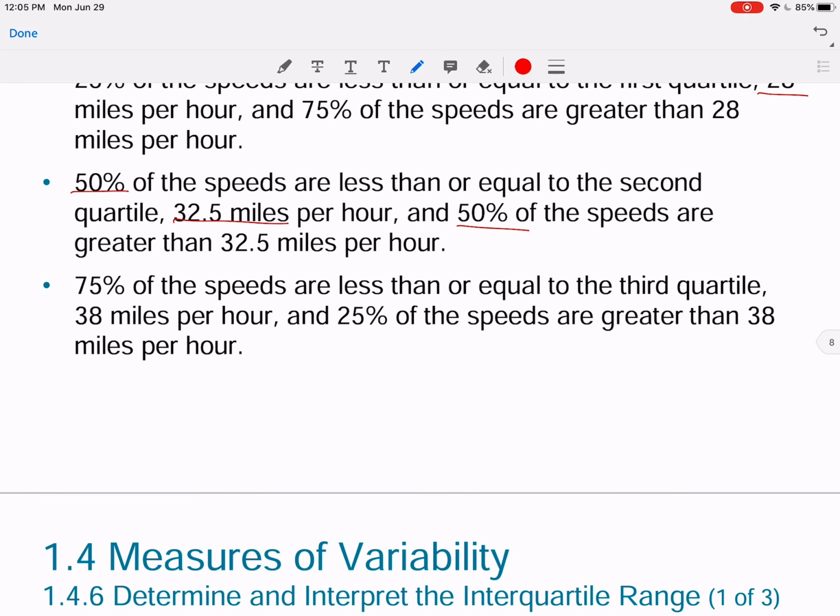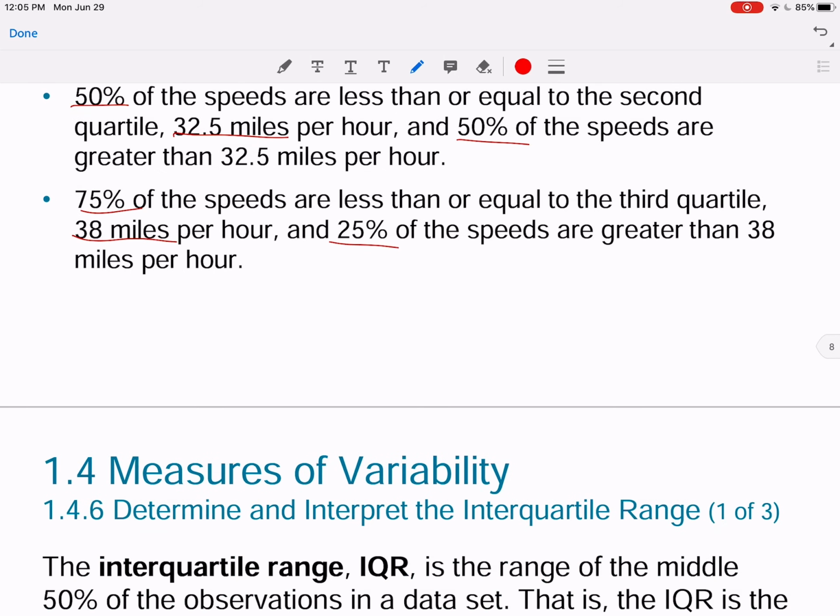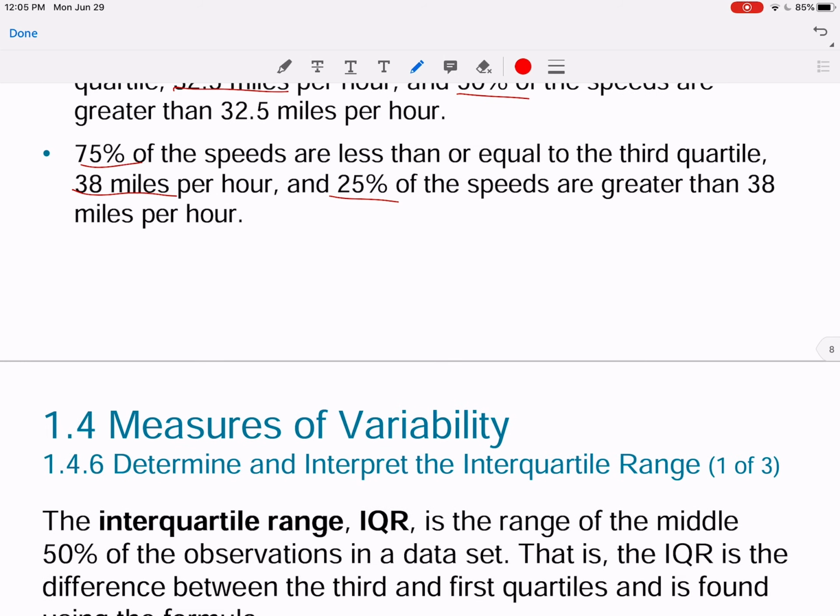Number 3, 75% of speeds are less than or equal to the third quartile, 38 miles per hour, and 25% of the speeds are greater than 38 miles per hour, because based on the definition, the third quartile divides the whole data set into the bottom 75% and the top 25%. That's pretty much how to interpret the quartiles.